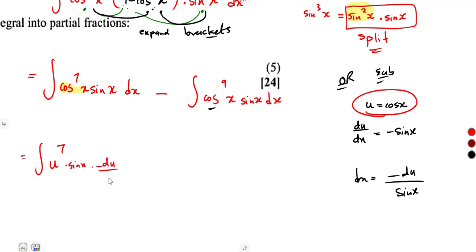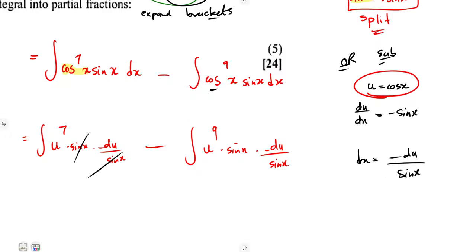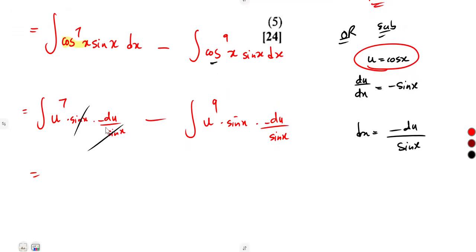All right, let me just write for the sake of all of us understanding. Minus cos u to the exponent of 9, sine of x. Our dx is what? Minus du over sine of x. So this one and this one cancel. Take the negative out. So that's minus u to the exponent of 7 du. This one and this one cancel. Take the negative out, and what's going to be positive is u to the exponent of 9 du, like that.